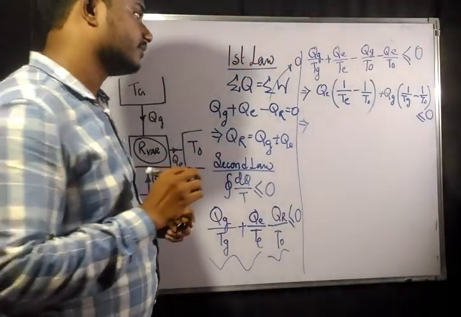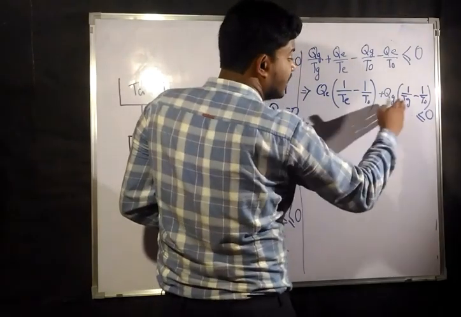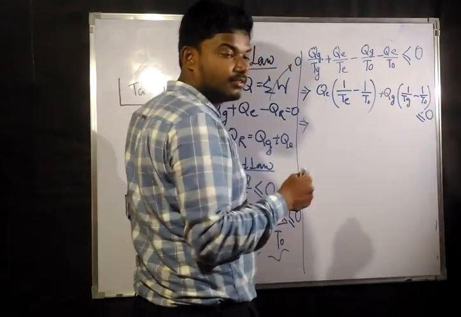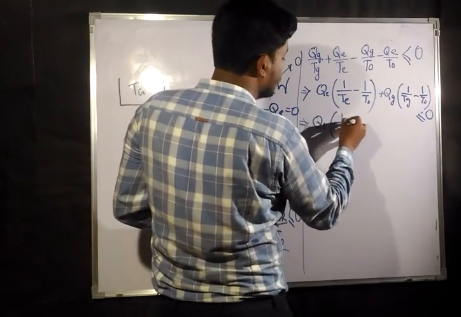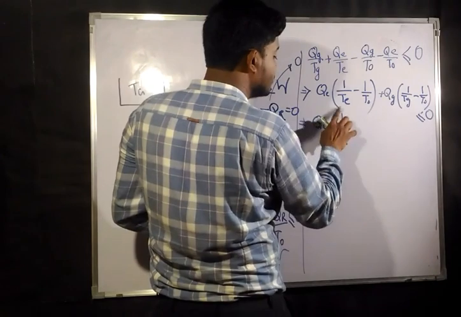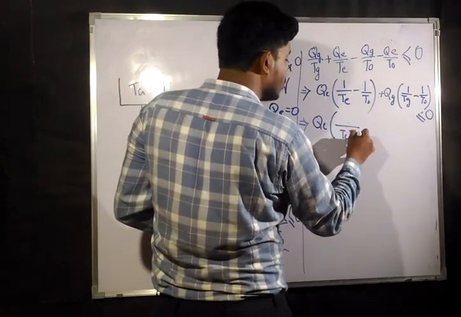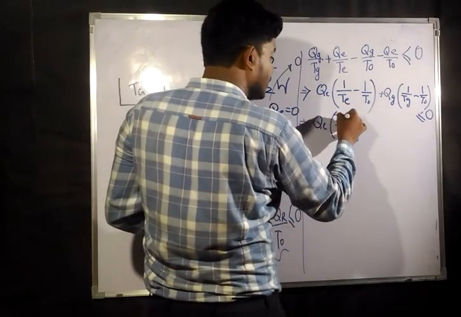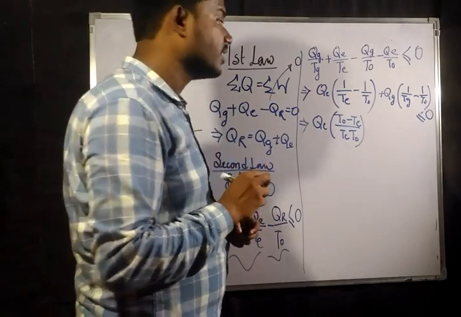Okay, so this is the case. Now what we are doing, we are going to take this part to the right hand side. If you take this part to the right hand side, what is going to be there? 1 by Te. Or you can simplify it directly. If you simplify it, you are going to get Te into T naught, and you are going to get T naught minus Te. After simplification of this, you are going to get this.